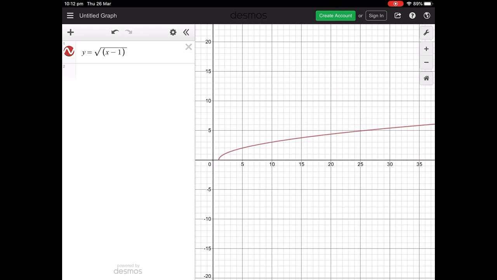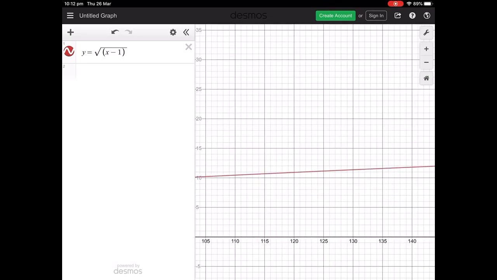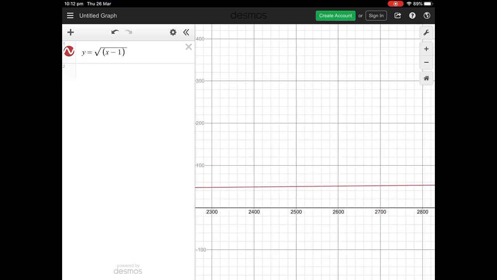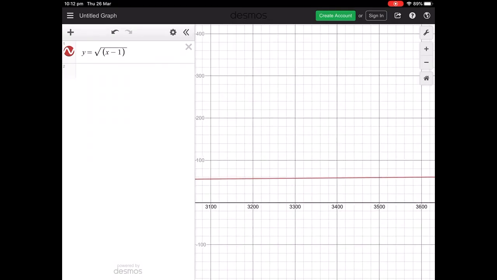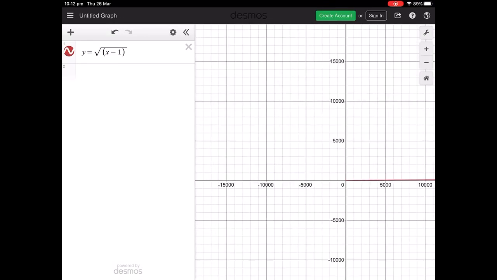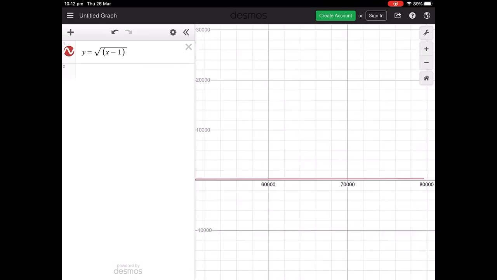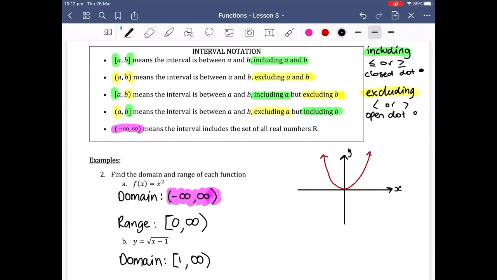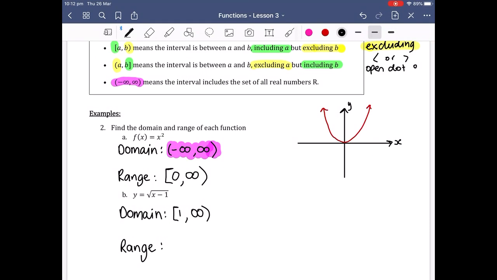If we go back to our graph, our range is what? Our graph starts on the x-axis, and it goes all the way up. There's no point that it reaches and it stops. It's just going to keep on going. Look, I'm in the 3,000 mark at the moment, and it's just still going up. It does stay very close, but it keeps going. So our range for y equals the square root of x minus 1 will be a square bracket 0 to infinity.